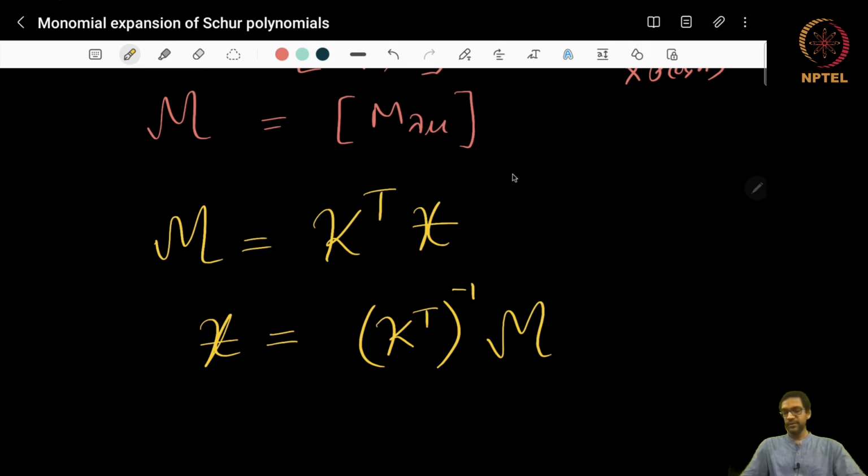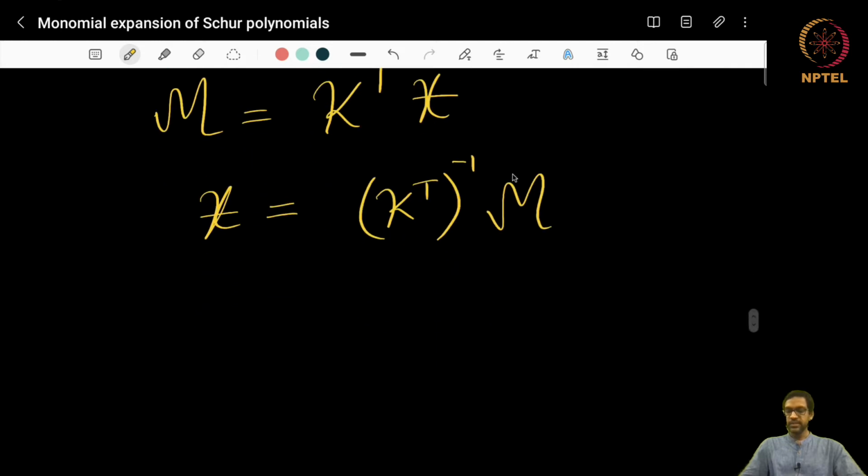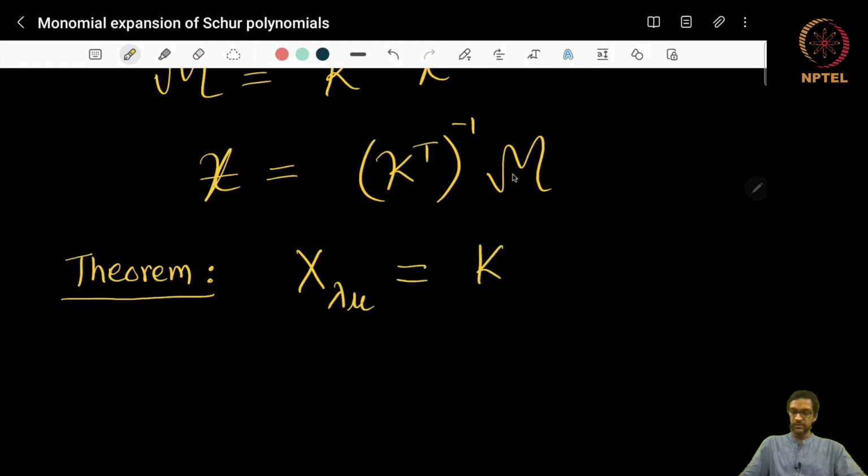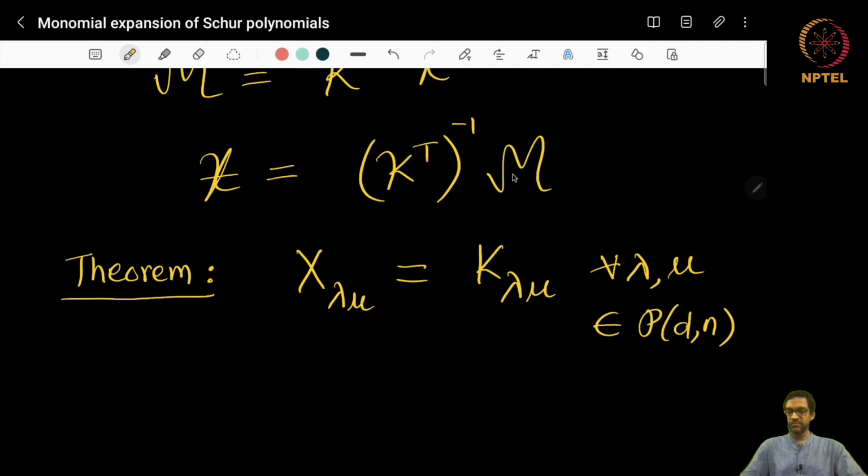Okay, so you get some numbers, but here's the interesting statement that we want to make, and this is surprising in some sense. So it says the following: these coefficients x lambda mu that we just defined are actually nothing but the Koska numbers themselves. So this is for all lambda mu in PDN. Okay, in other words, this matrix k transpose inverse m is actually just the matrix script k itself.